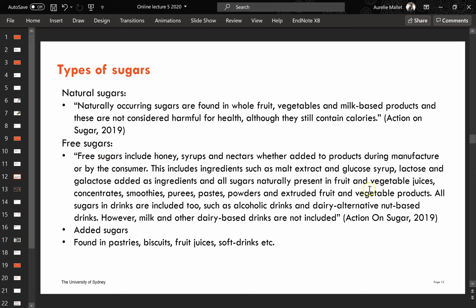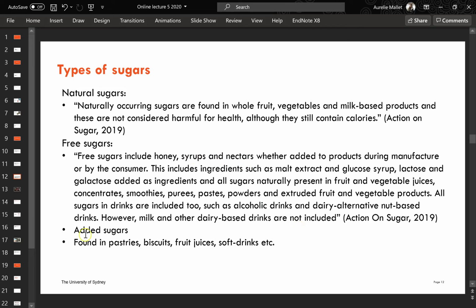So again, you can find lactose naturally occurring in milk, but when it's extracted from its original source and it's being added to foods, it's not a natural sugar anymore. It becomes a free sugar. So I think that's a good way to think about it. So natural sugars naturally just occur in whole fruits, vegetables, and milk-based products. Free sugars are essentially anything that we add to food, as well as honey, syrups, and nectars.